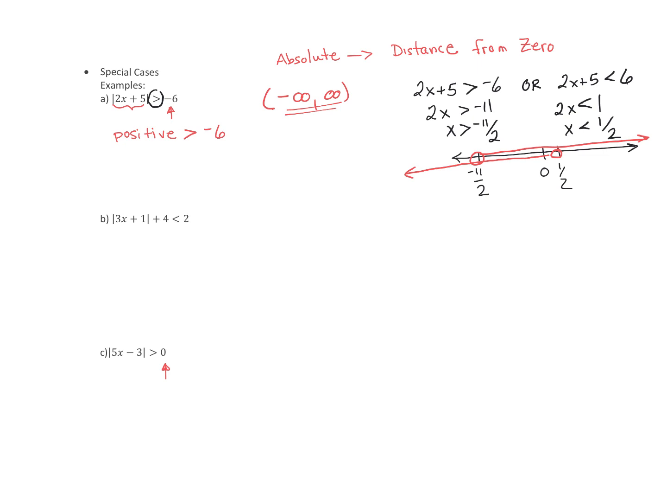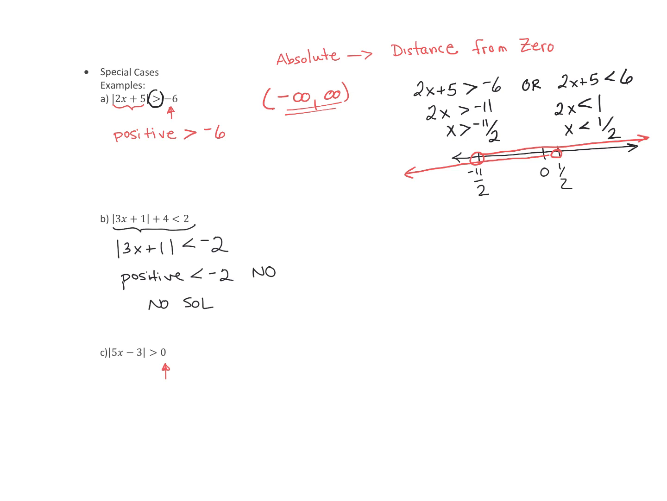Now, let's look at this next example. I need to first, as I always do, get my absolute value all by itself. So in this particular case, I'm going to subtract 4, and I'm going to get the absolute value of 3x plus 1 is less than negative 2. So just reasoning through again, can we have a positive number less than a negative number? And the answer is no, and this has no solution.